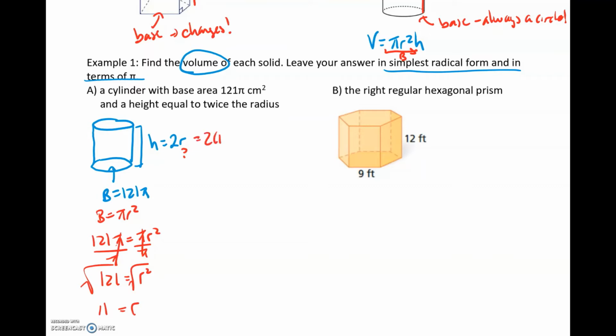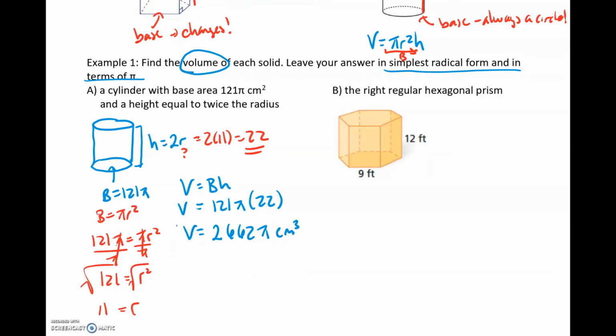So then 2 times 11 is 22. Now we can go to whichever format of the volume formula you want to use, and I prefer just to memorize one, so I'm going to do capital B times H. Remember, always write down the formula before you plug in your values. We were told that capital B is 121 pi, and now I know height is 22. So I can simply do 22 times 121 to get a volume in terms of pi of 2,662 pi. Remember, volume's in cubic units because we're thinking how many cubes fit in. So that's cubic centimeters.